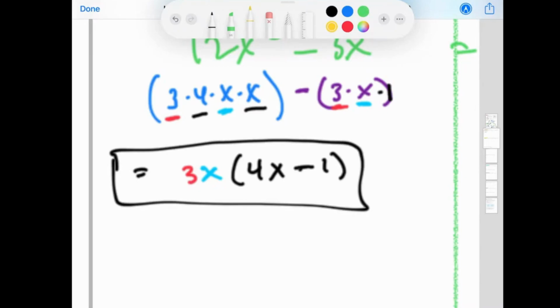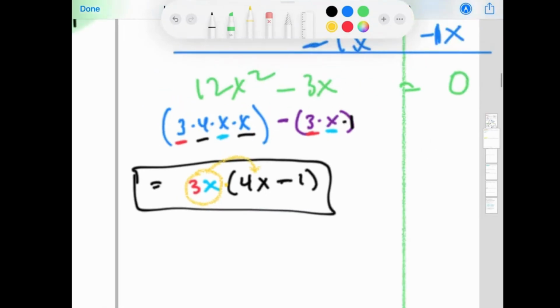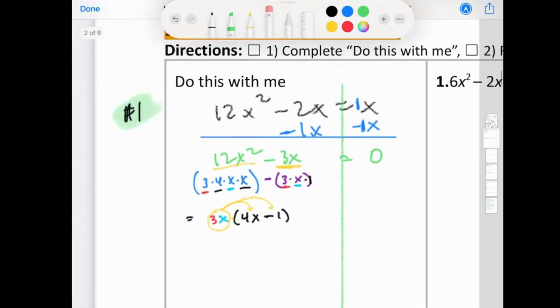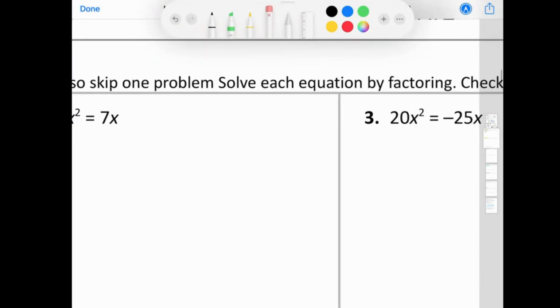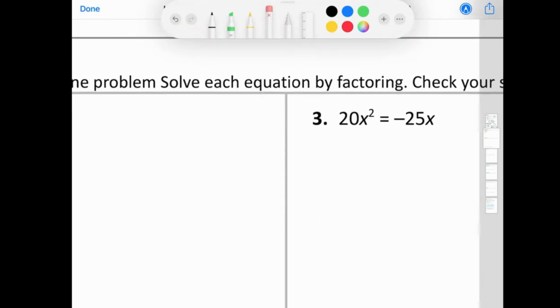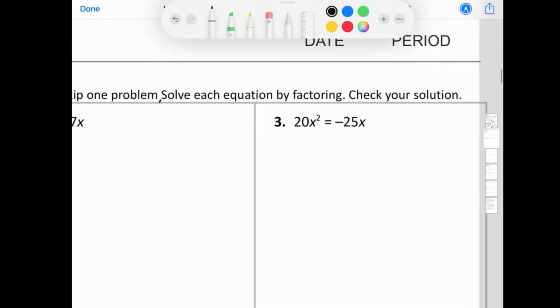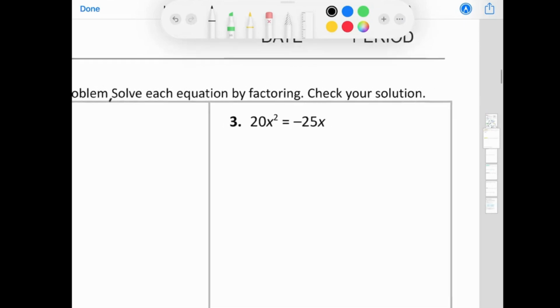How does that work? Well, if you do something called distributing, which means there's a multiplication, you could do 3x times 4x. That will give you a 12x squared. 3x times negative 1 gives me a negative 3x. Okay, I realize that we are not done because this one's asking us to solve each equation by factoring. Check your solution.